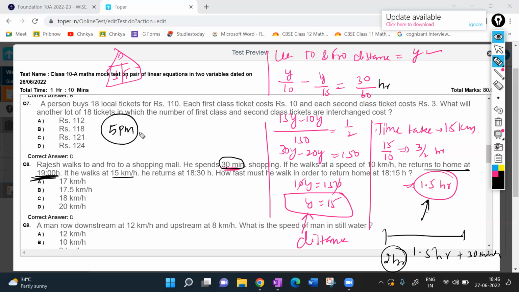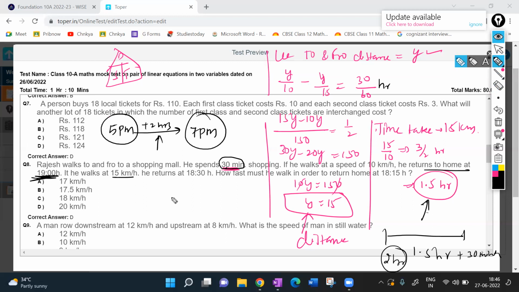How 5 p.m.? He is reaching at 7 p.m., plus 2 hours he is investing in traveling and shopping. Traveling is 1.5 hours, plus half an hour for shopping, so total 2 hours. 5 plus 2 is 7. So 7 p.m. is when he is returning home.